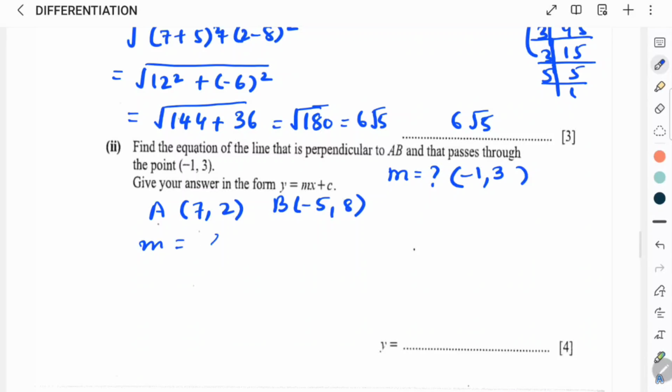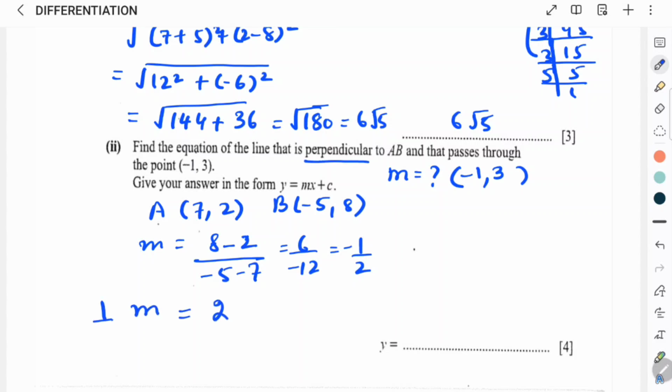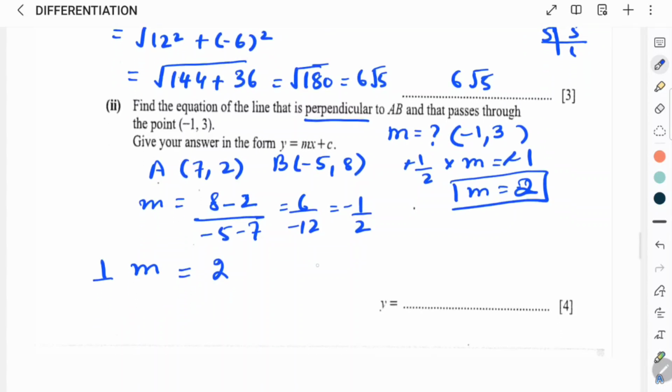So we need to find out the gradient: y2 minus y1 upon x2 minus x1. 6 upon minus 12 is equal to minus half. But that's the gradient of AB, and the line required is perpendicular. So the perpendicular gradient is equal to 2, because m1 multiplied by m2 equals minus 1. So m is equal to minus, cancel, and then it will become 2 only, okay, for the perpendicular line. All right, so we have the coordinate. The gradient is 2 and the coordinate is minus 1, 3.